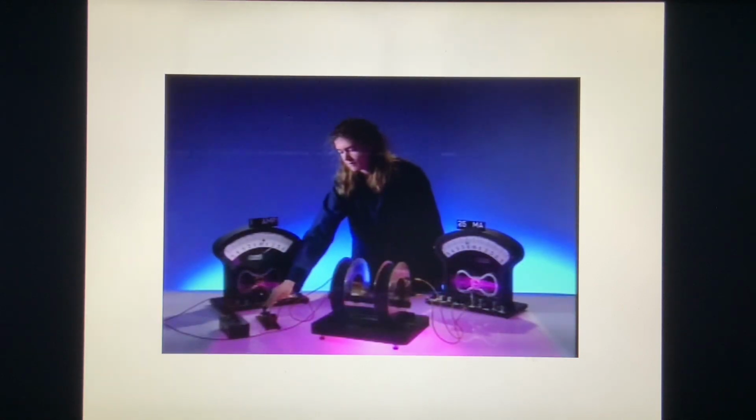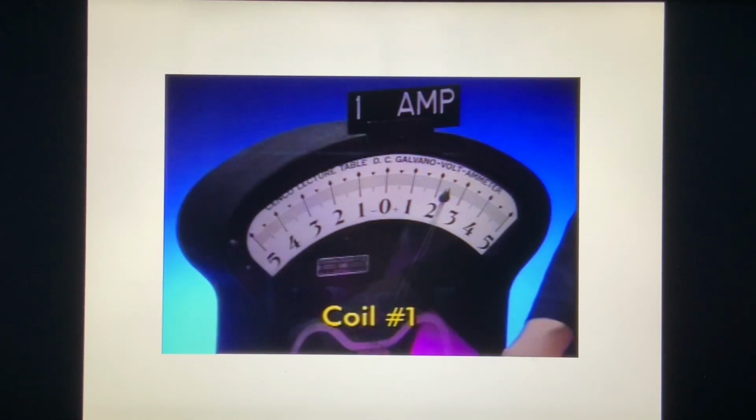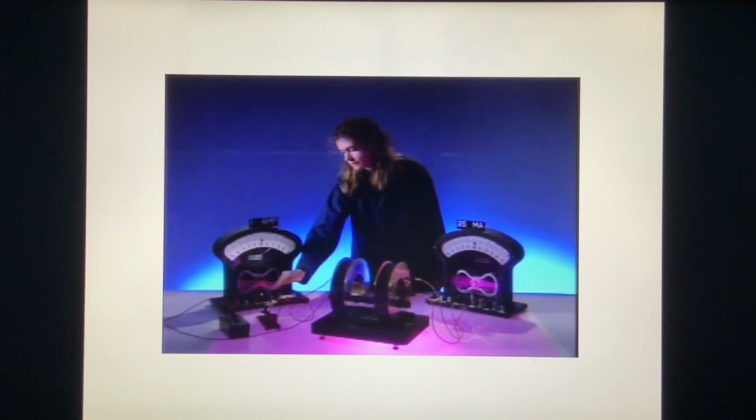If the switch is now pressed and held down, the current in the second coil pulses rapidly, then drops to zero, even though current is still flowing in the first coil. If the switch is released, what will happen to the current in the second coil? The current pulses rapidly in the opposite direction.